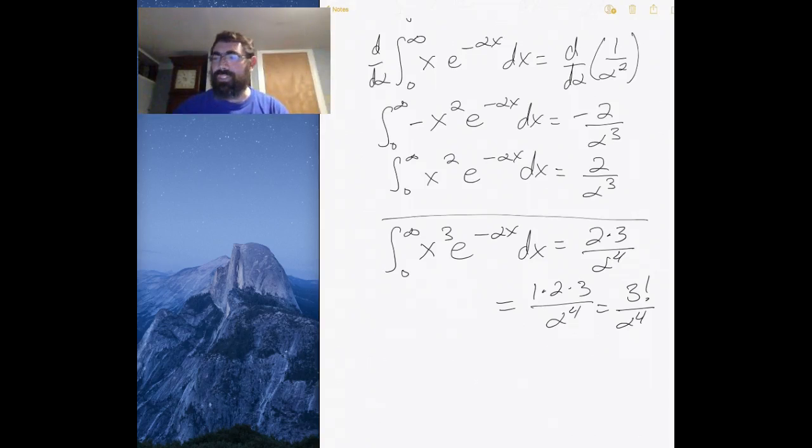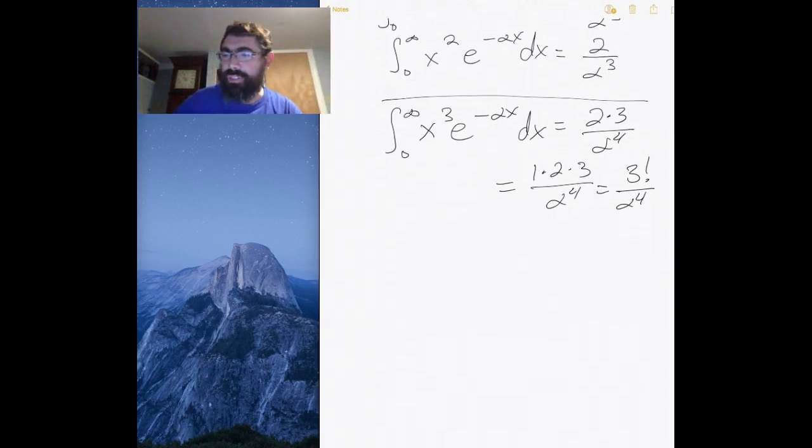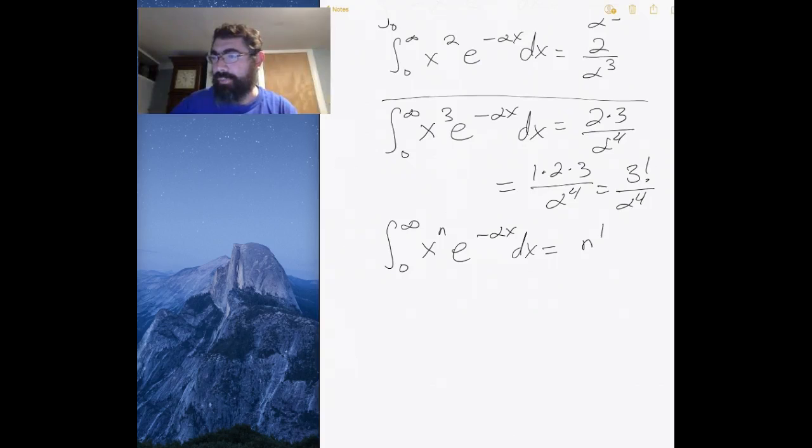So what we end up with is a general equation, and our general equation is the integral of x to the power n e to the minus alpha x dx is equal to n factorial over alpha to the n plus 1. So now you can apply that to anything.